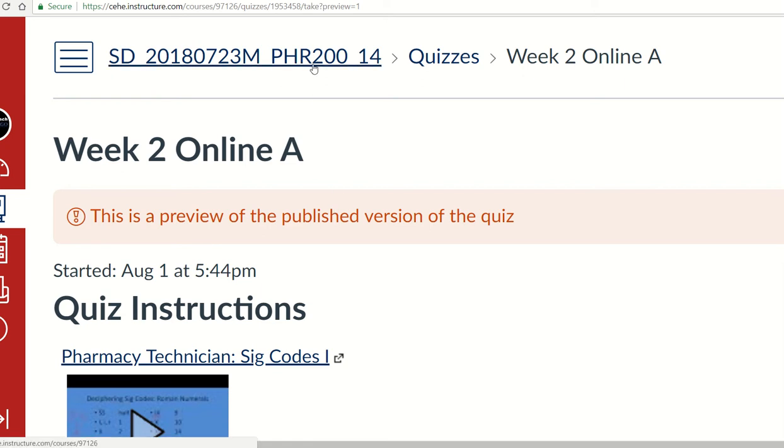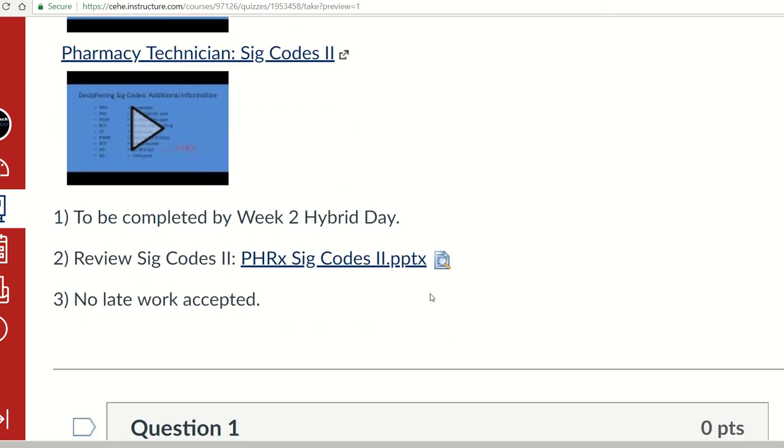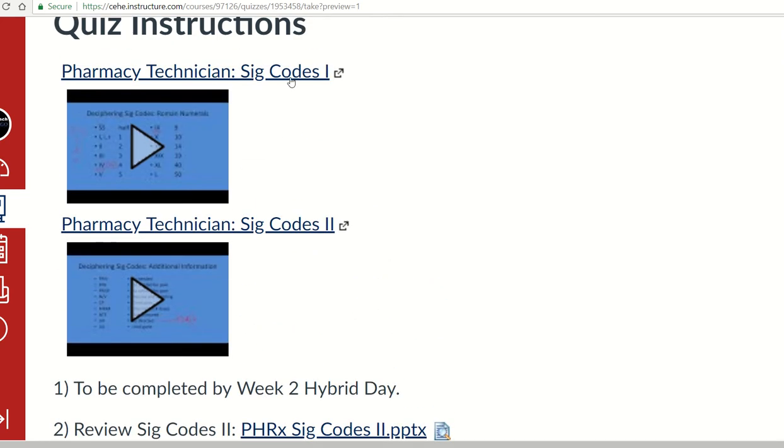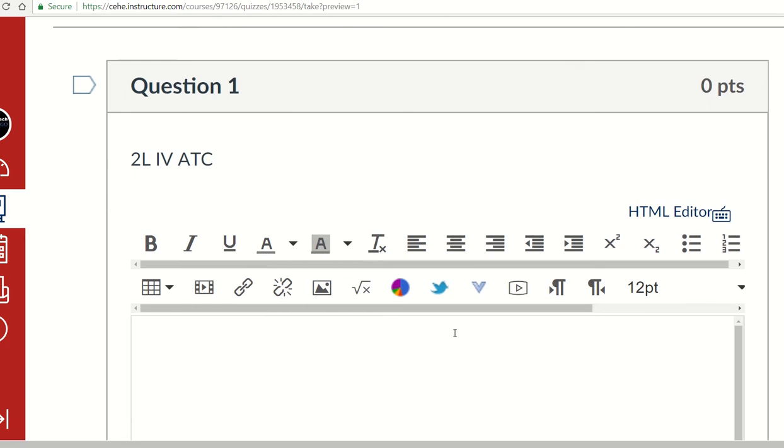Pharm 200. Let's go ahead and do week 2 online A. So this is going to be a review of last week. So SIG codes 1 and SIG codes 2. In SIG codes 3, we'll take a look at some sample prescriptions. Take a look at these if you have any questions. But let's go over these guys. They should be mostly review.